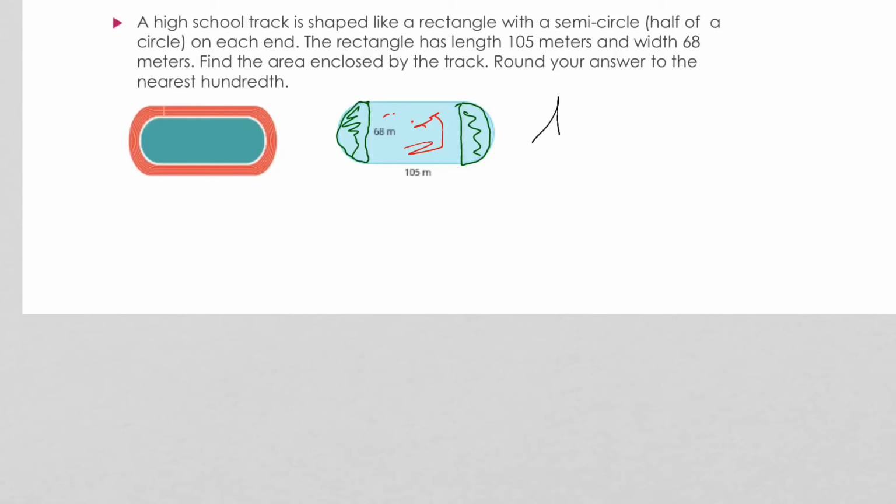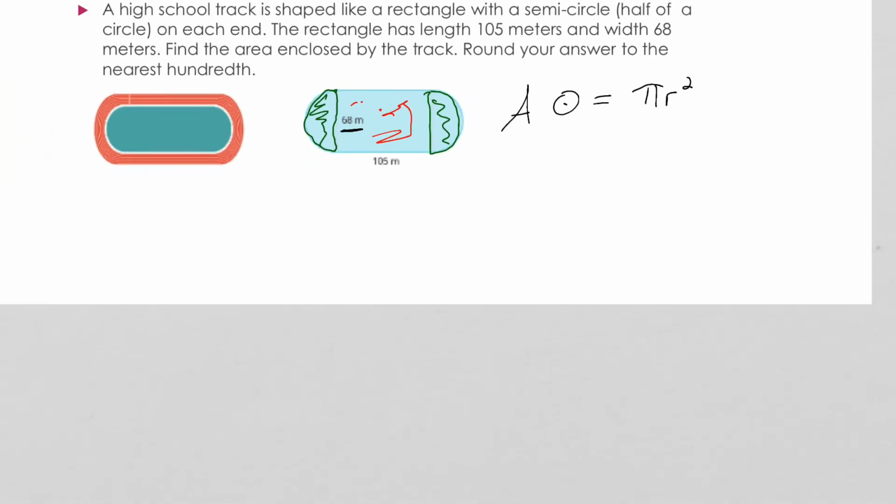So remember, the area of a circle, and whenever you draw a figure of a circle, you draw a circle with a dot in the middle. That tells you the center. And so that's pi r squared. But we aren't given the radius, we're given the diameter, which is 68. So half of the diameter is 34. So pi times 34 squared.